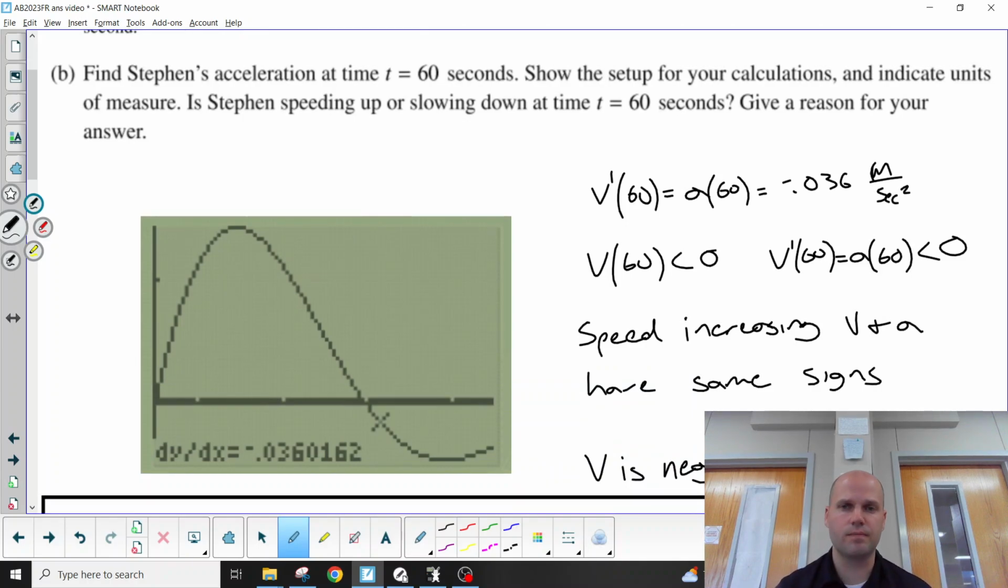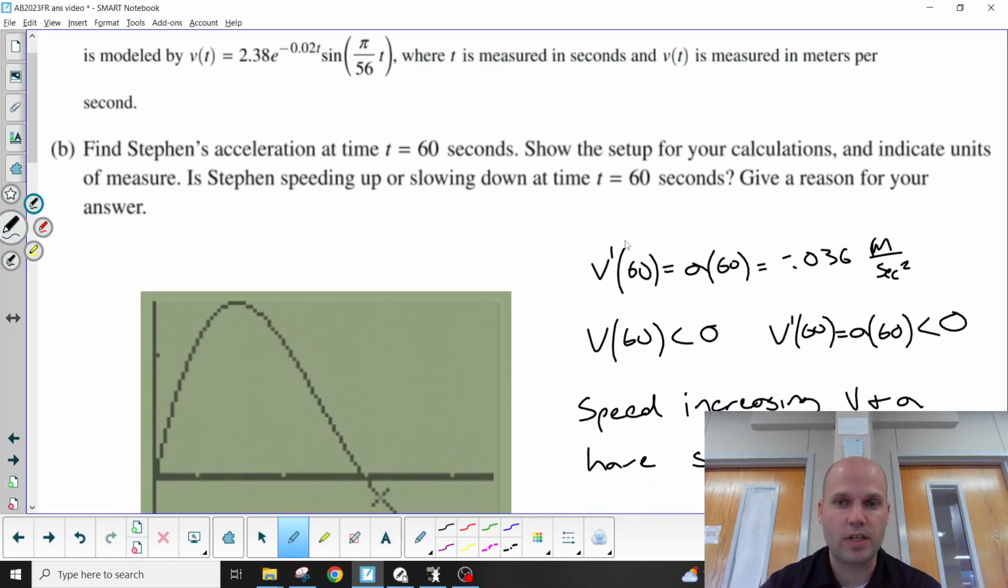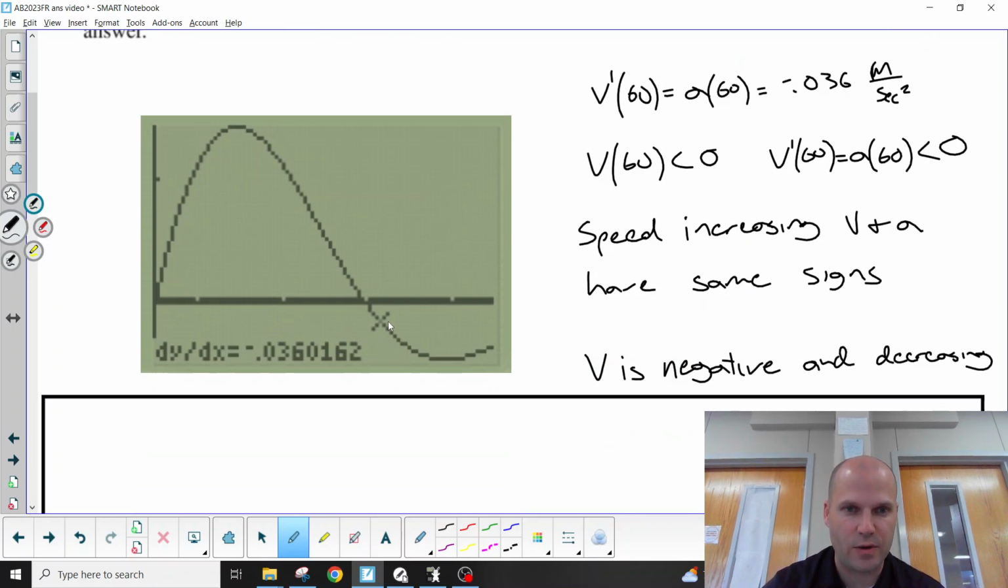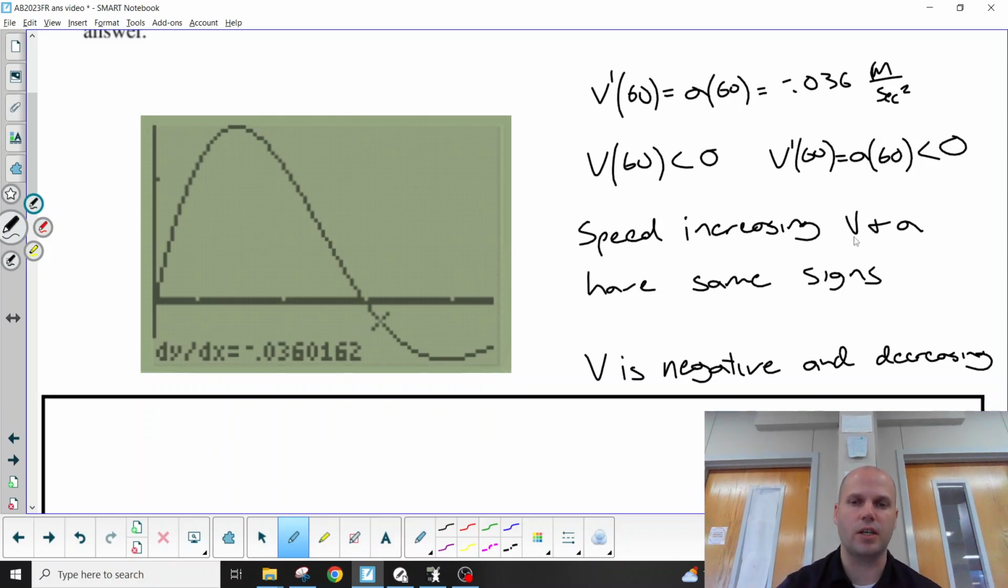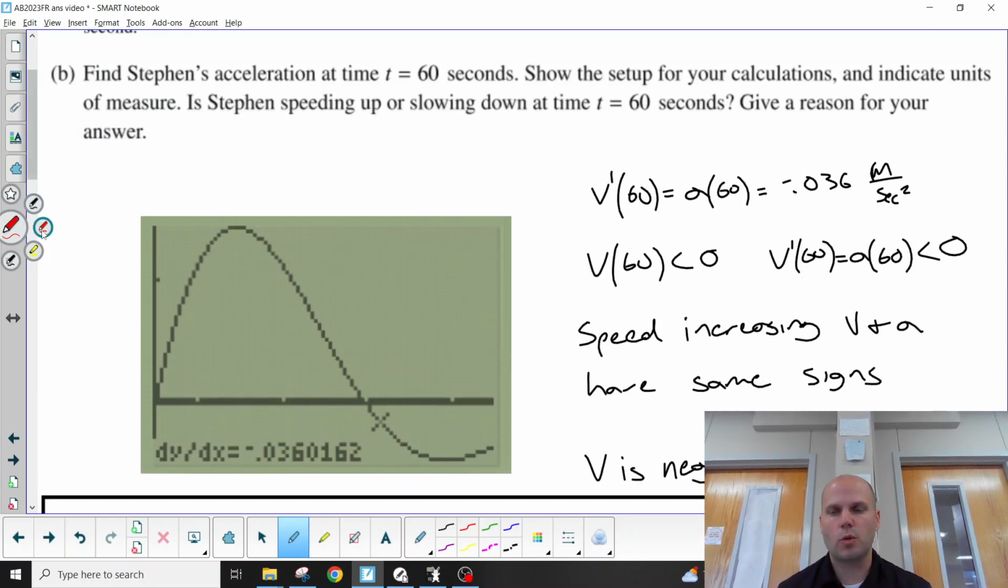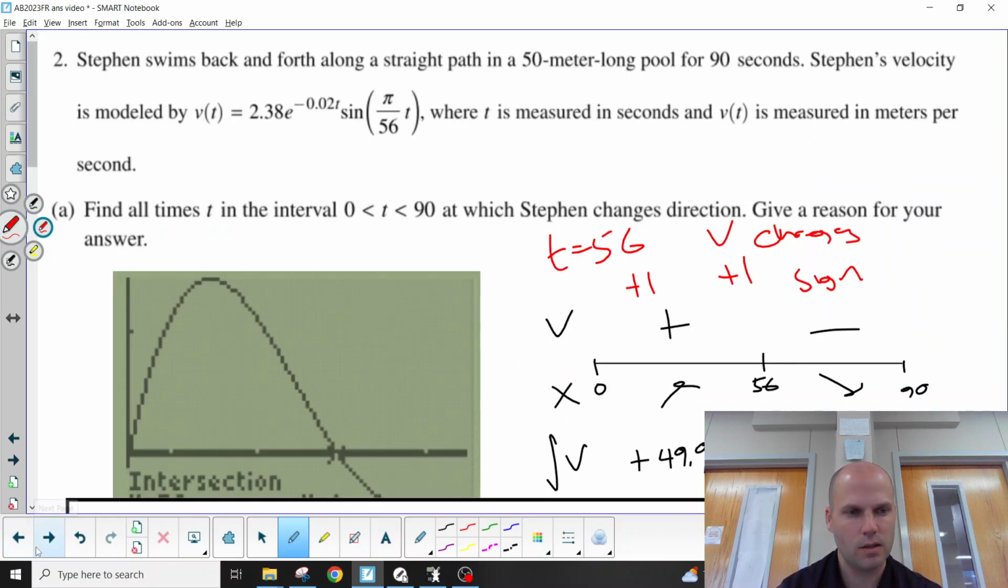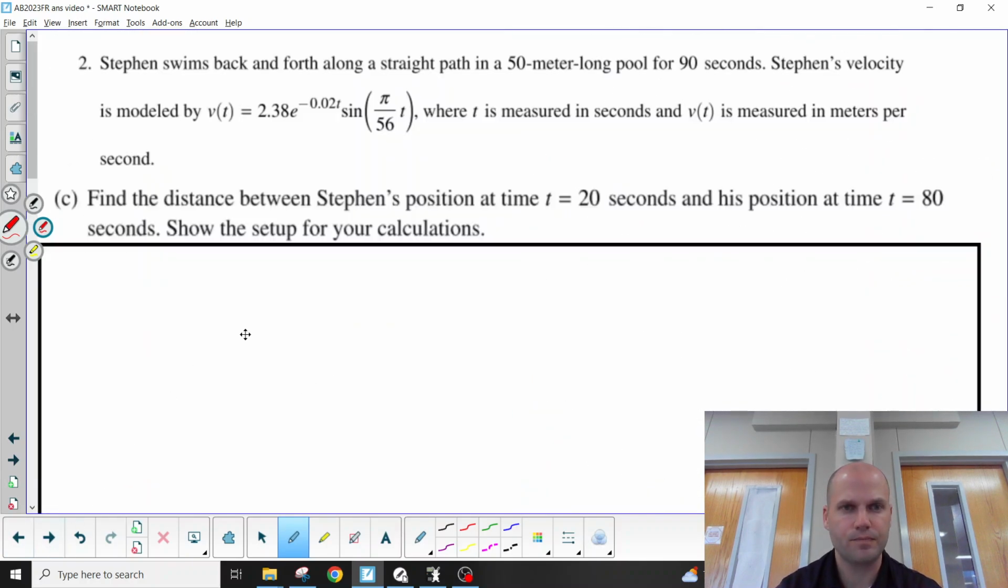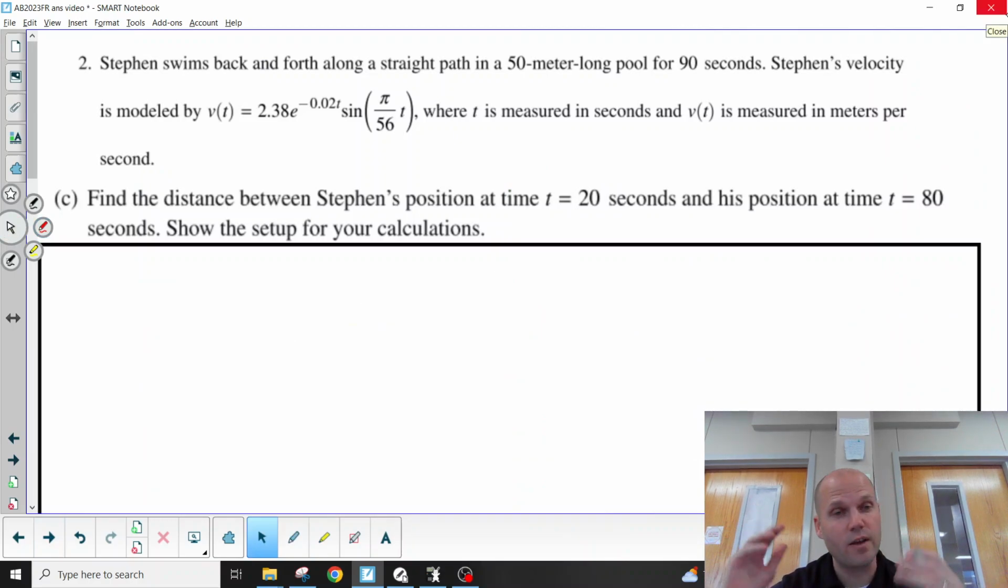Again, it's an acceleration. Speeding up or slowing down. I see that my velocity value is negative, and my acceleration value is negative. Since my velocity and acceleration have the same sign, speed's increasing. Velocity is negative and decreasing, boom. This is probably worth 2 points. You're probably getting 1 point for the acceleration, 1 point for speed increasing based on the signs of V and A. So what are we at now? We're at 4 points so far. Find the distance. Okay, this is tricky the way it was worded.